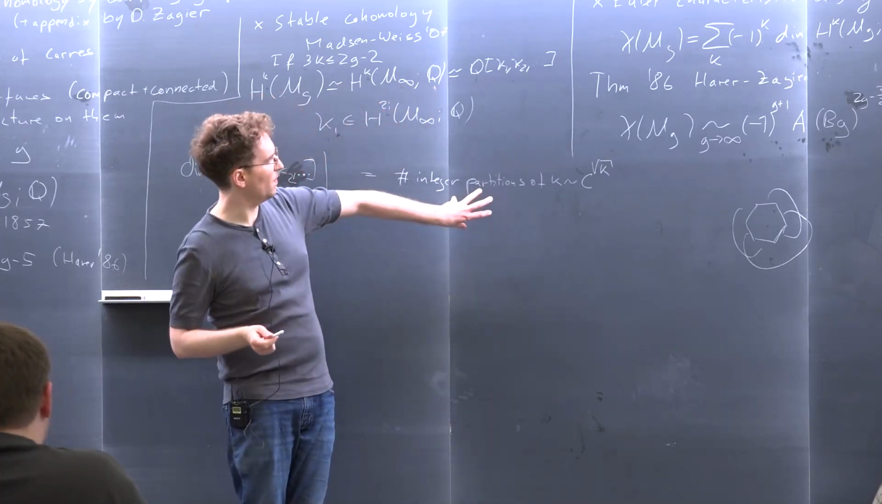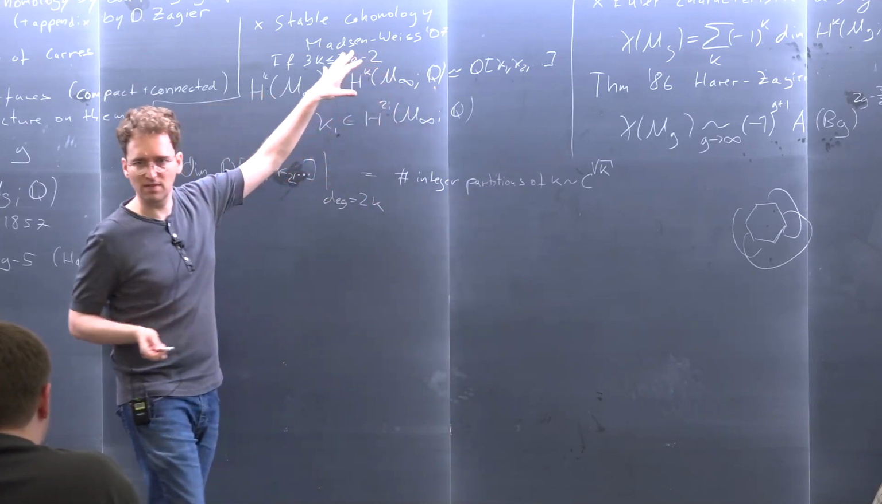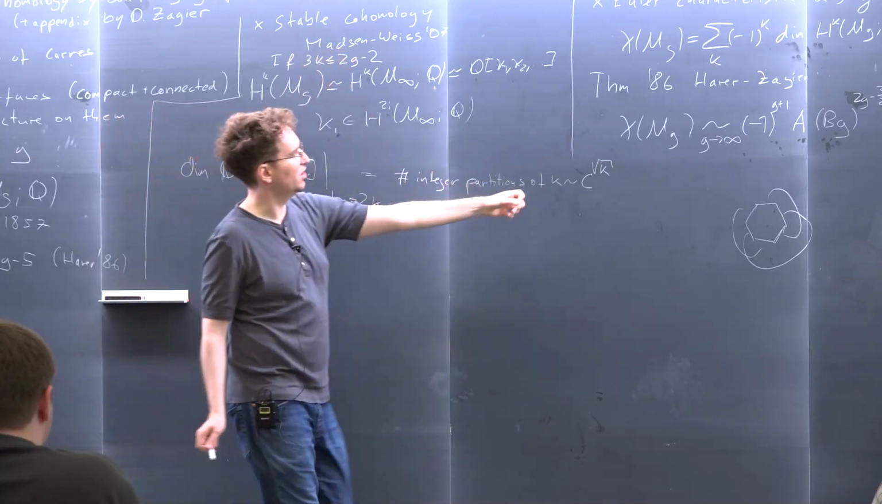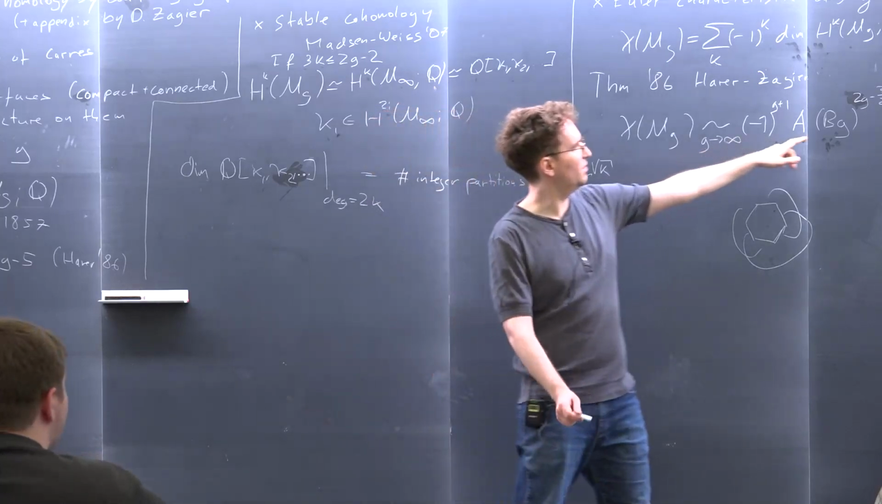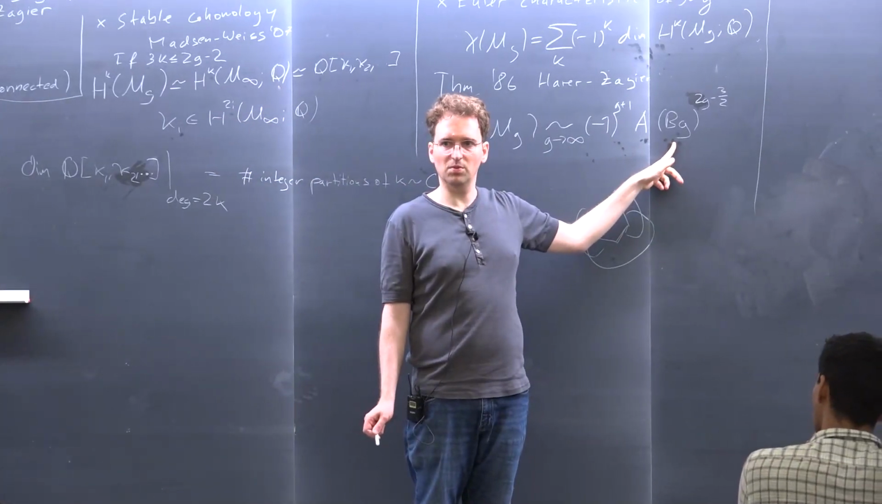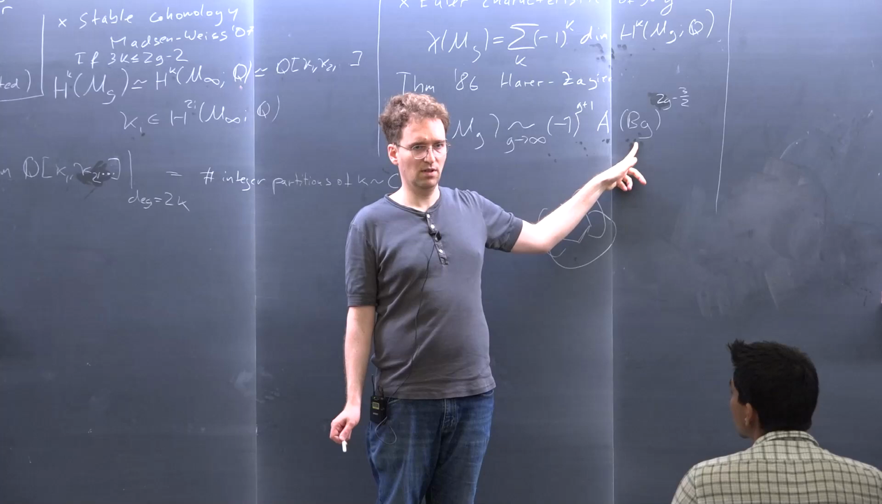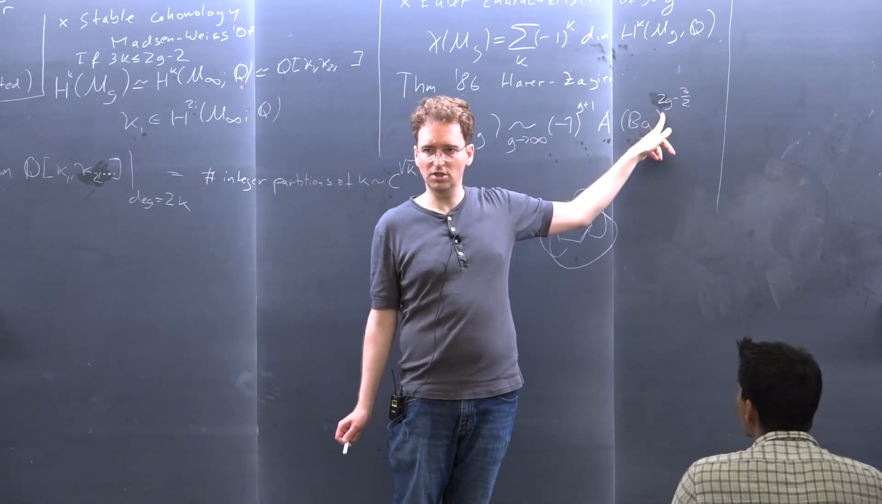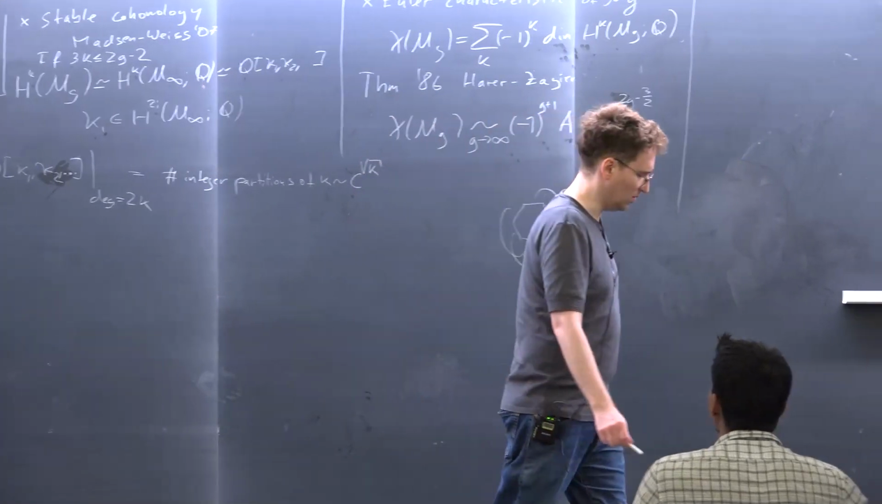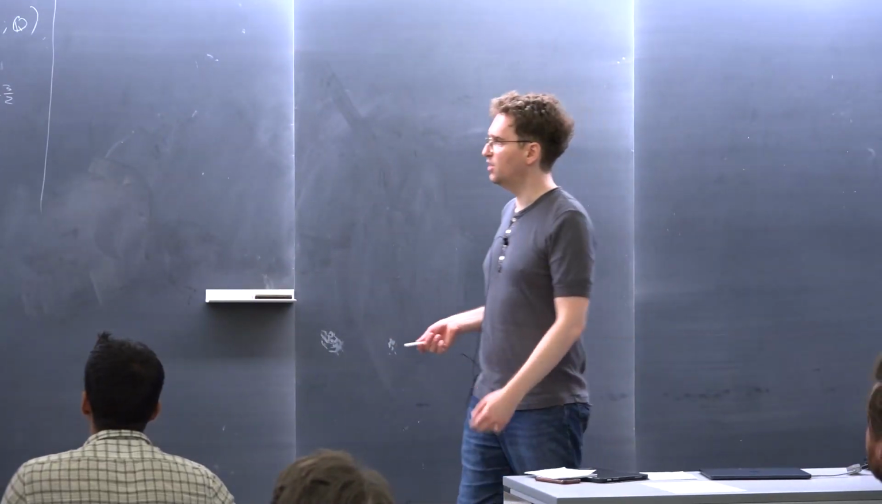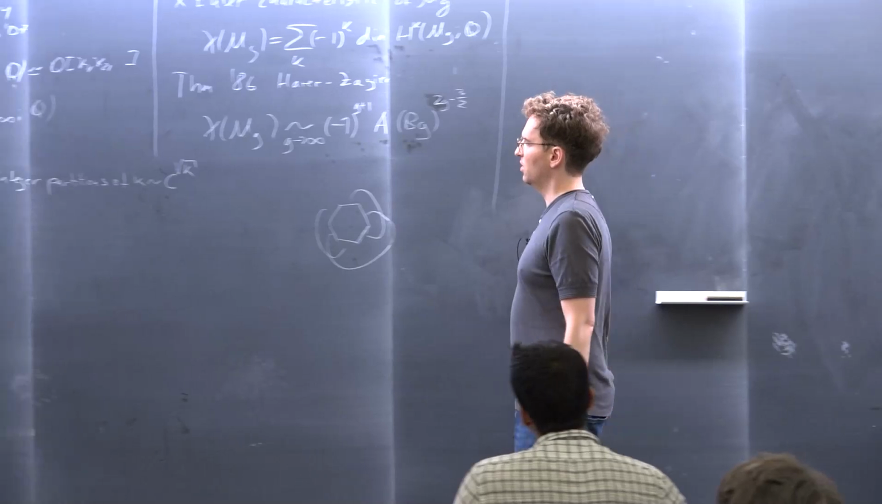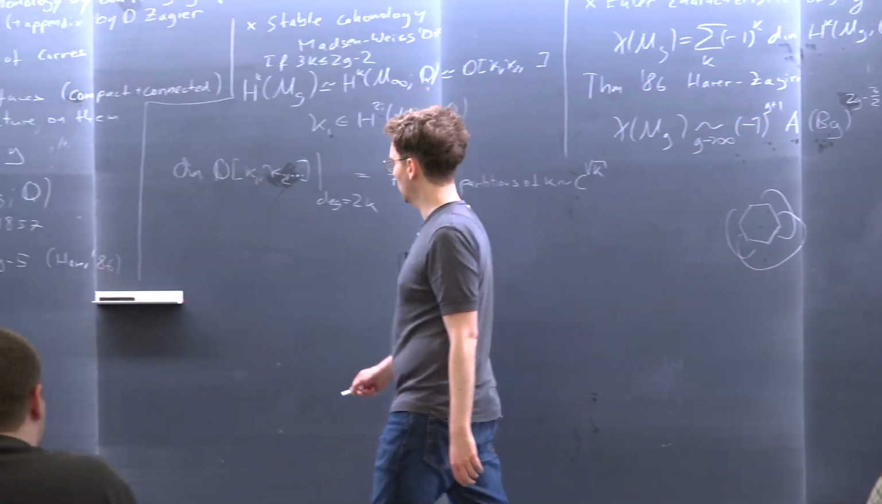So the dimension of the stable cohomology actually grows less than exponentially. And it definitely does not grow super exponentially like this g to the power of 2g term. So the stable cohomology, unfortunately, only explains a very tiny fraction of the total cohomology.